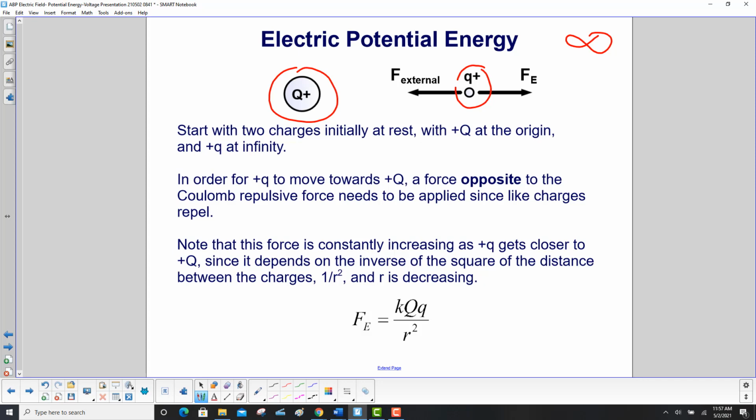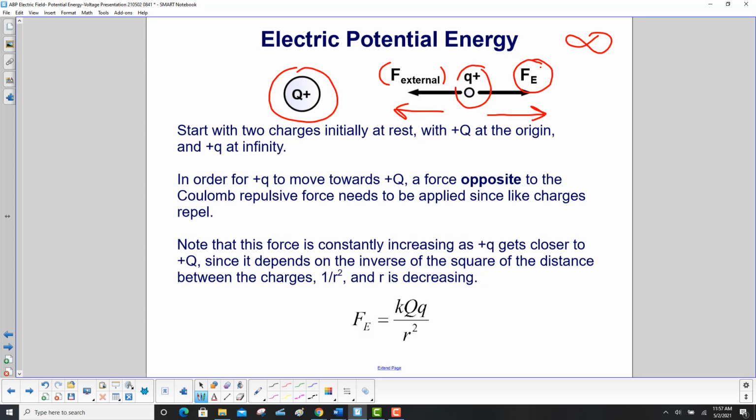In order for the little q to move towards plus big Q, a force opposite to the Coulomb repulsive force needs to be applied, since like charges repel. So here's the force of the electric field, right? It's a repulsive force, tries to move little q away. So we need an opposite force, and we're going to call that external force, to push it in this direction.